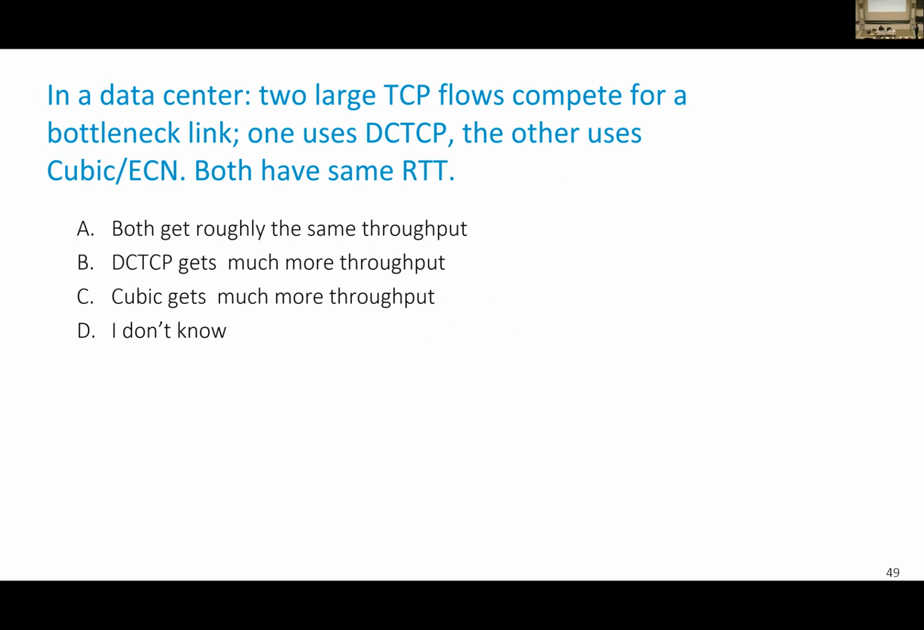But how about fairness? If we have two large TCP flows competing for a bottleneck link, one uses DCTCP and the other does not, what will happen?